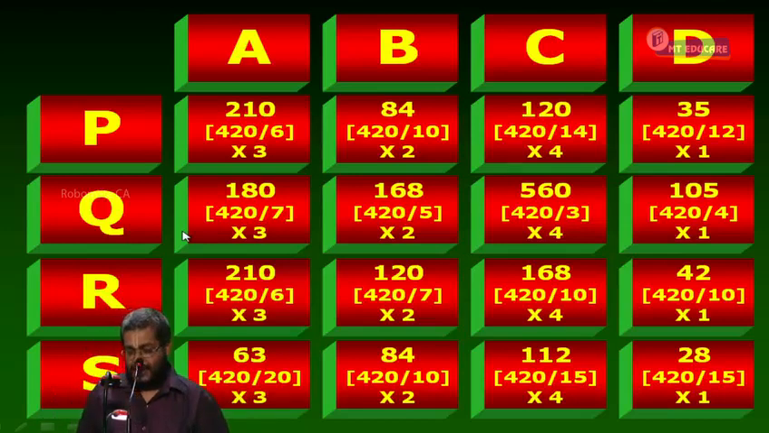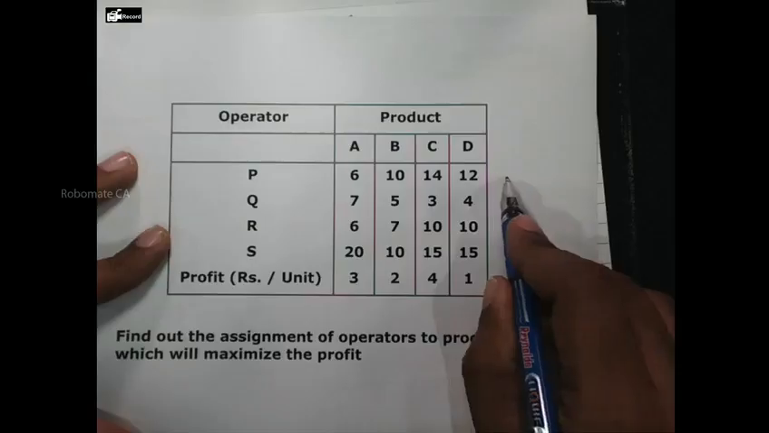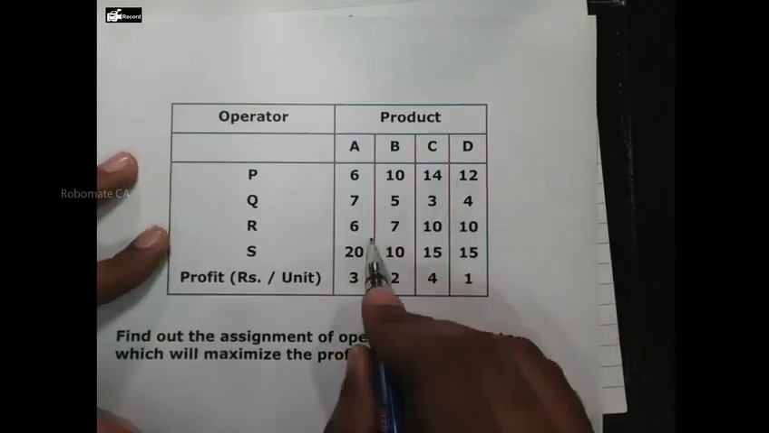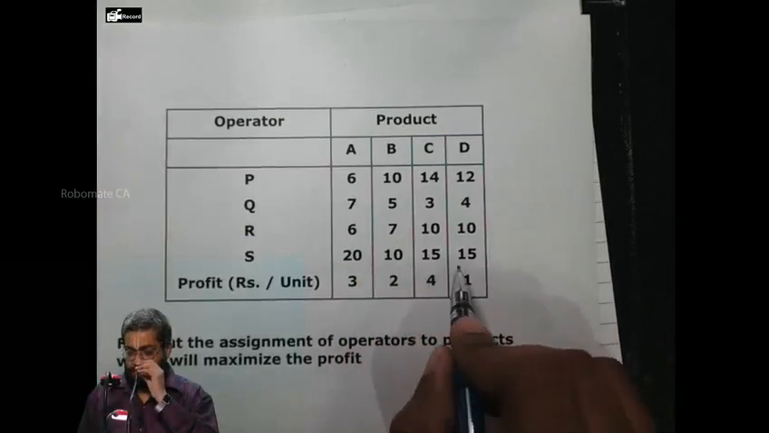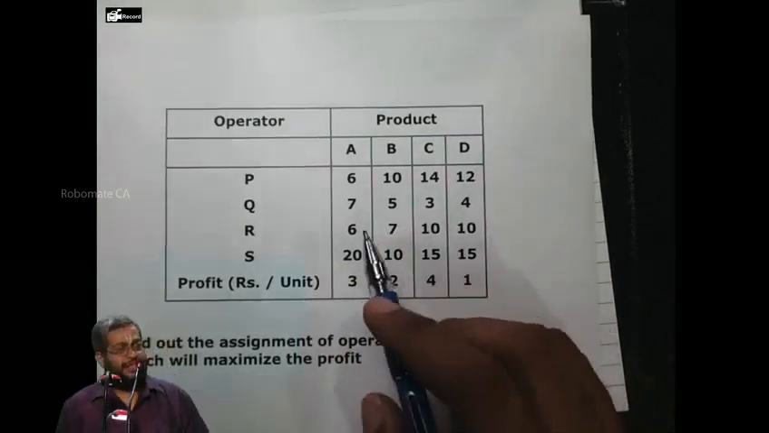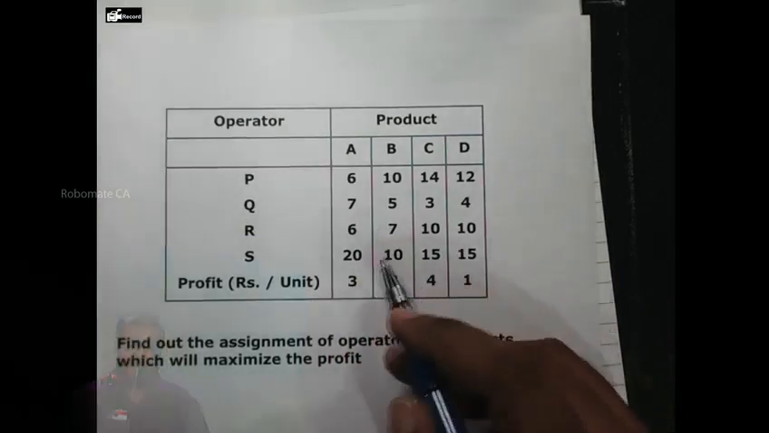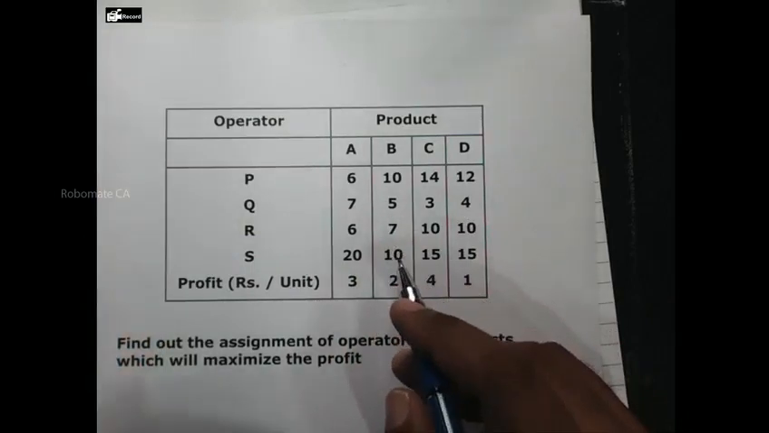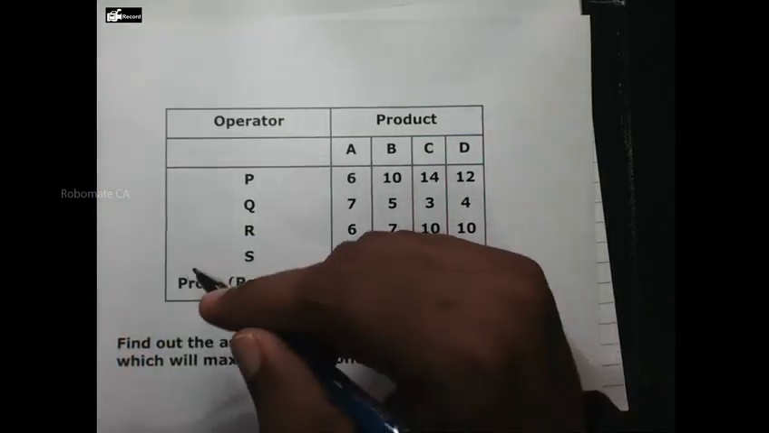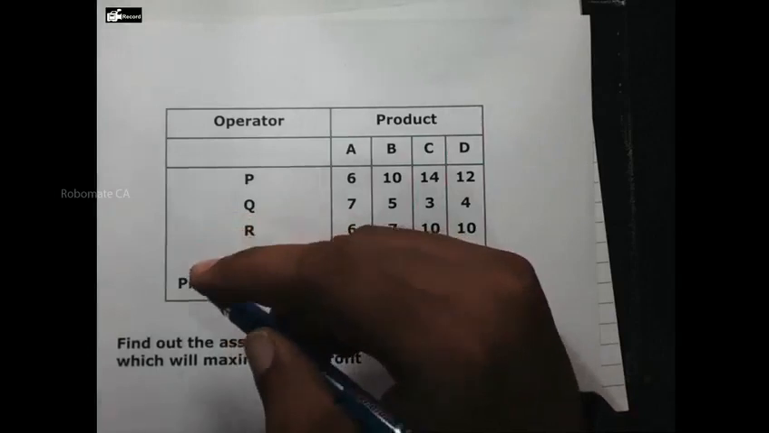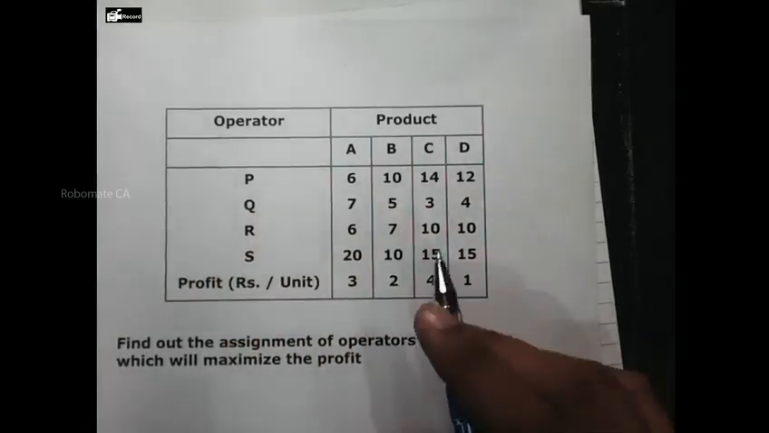So I don't want to formulate and all. I am very lazy. Let me write this matrix: 6, 10, 14, 12, 7, 5, 3, 4, 6, 7, 10, 10, 20, 10, 15, 15. If I try to minimize it, if the time is minimized, production is what? Maximized. And the profit also will be maximized. So why can't I do it that way? A question may arise or not? Any issue with the above?